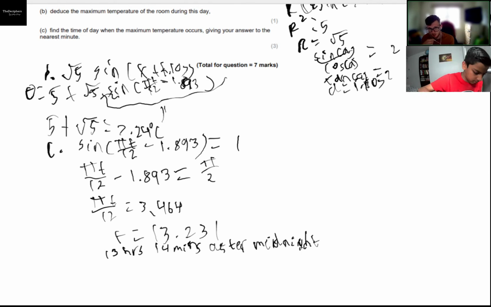Yeah, so with those modelling questions, it's important that everything you give is in context of the question. So just writing 13.2 or 13 hours 14 minutes might lose your mark because it's got to be relative to the context of the question, and in this case, you're asking for the time of day.